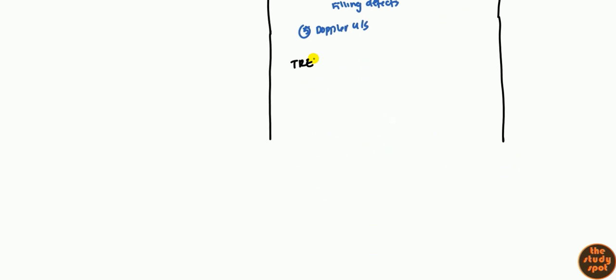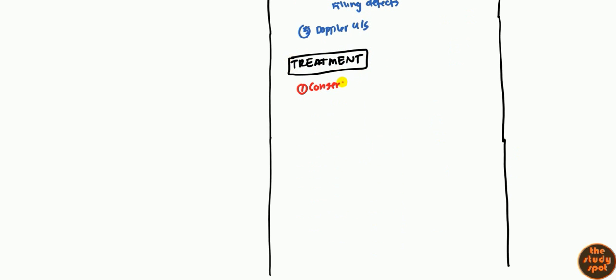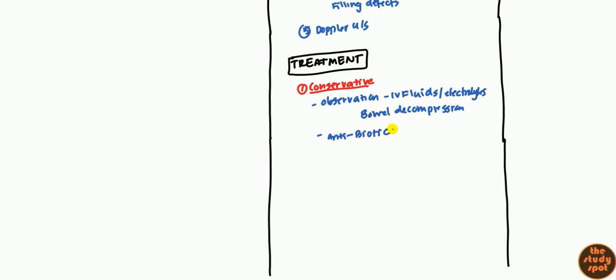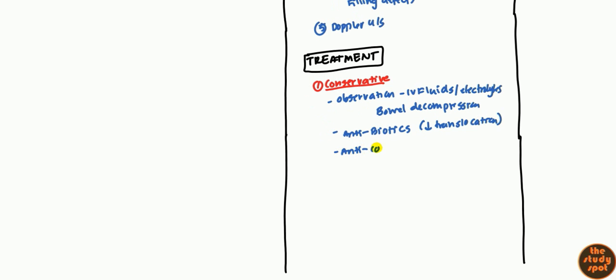So what kind of treatment would you do? Here, you can try a conservative treatment where you just observe and give IV fluids and electrolytes. Oftentimes, it's also necessary to do bowel decompression because of the distended bowel, so you might want to do that. On top of that, you can give antibiotics, again to decrease translocation, and maybe some anticoagulants, such as low molecular weight heparin. This is generally done, and you might want to give the low molecular weight heparin for 3 to 6 months even afterwards to prevent the formation of another thrombus. So this is generally conservative management.